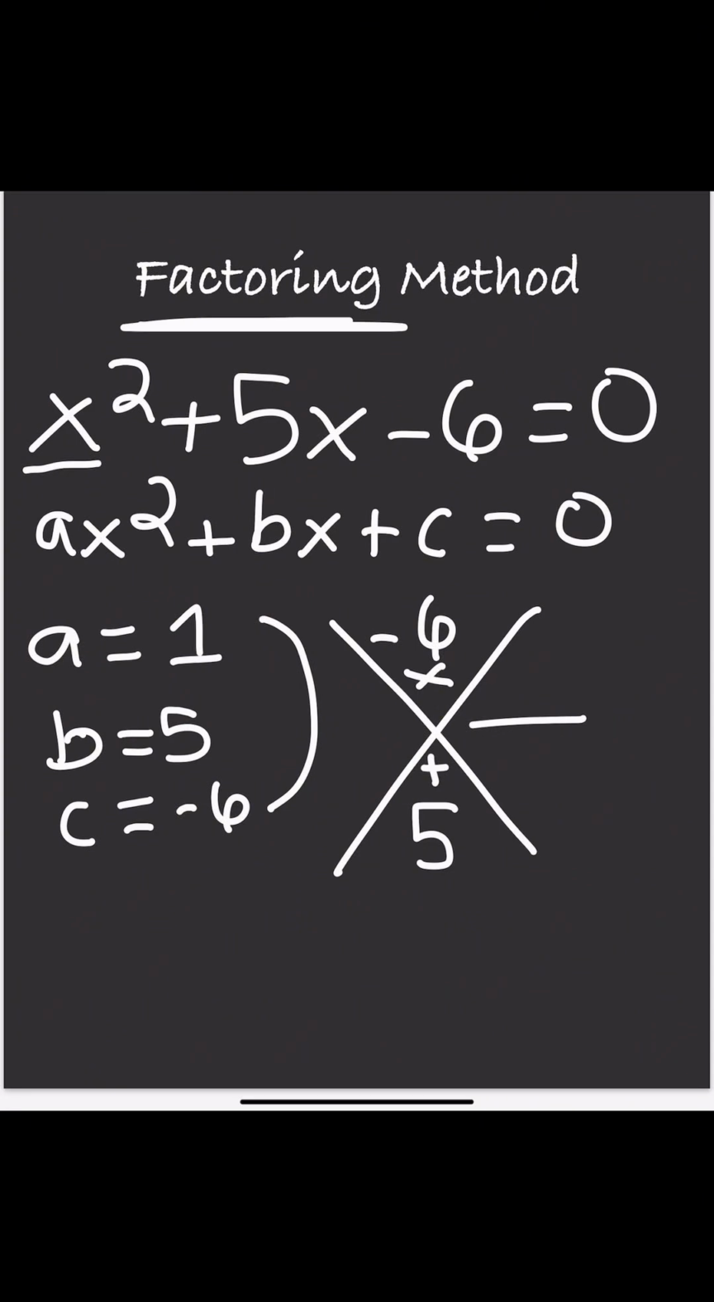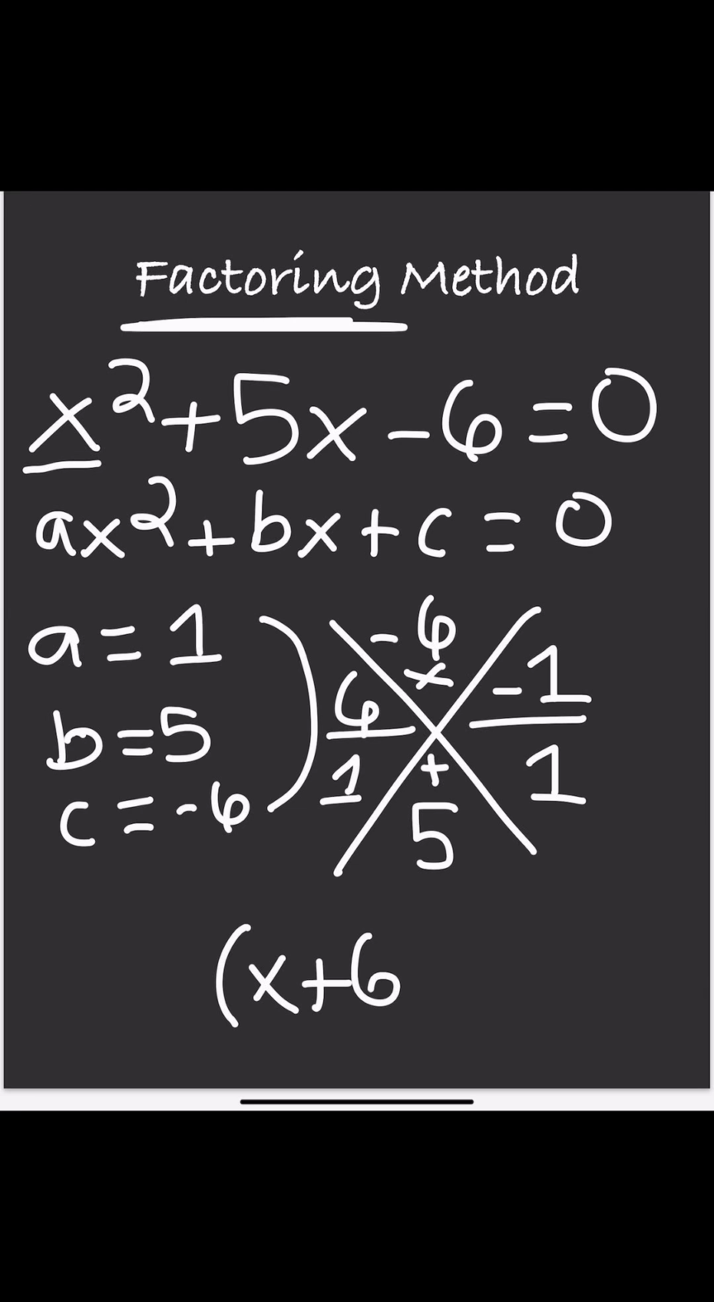And now 2 numbers that equate to +5 and -6 are -1 and +6. And so you're going to divide by your a value, and then you're going to get 6 over 1, which is 6, so x plus 6. And then -1 over 1, which is x minus 1. So now we're still not done. We still have to solve it, equate it to 0.